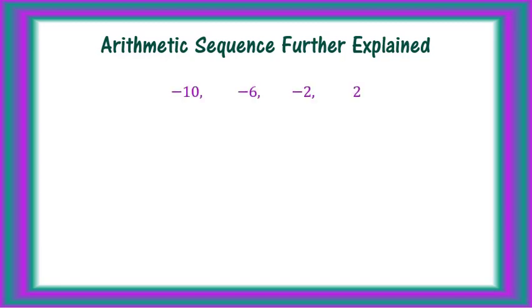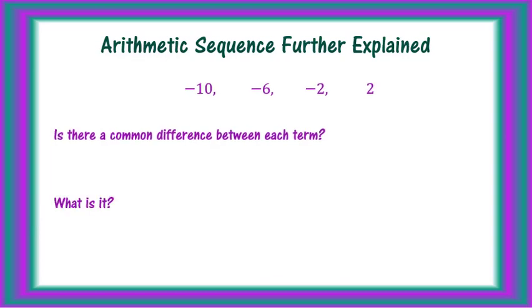In this example, or in the sequence of numbers, I have -10, -6, -2, and 2. My question for you is, is there a common difference between each term? So we want to look between -10 and -6, then -6 and -2, then -2 and 2 to determine if I have a constant difference between each of the terms in this sequence of numbers. If you answered yes, you're correct.